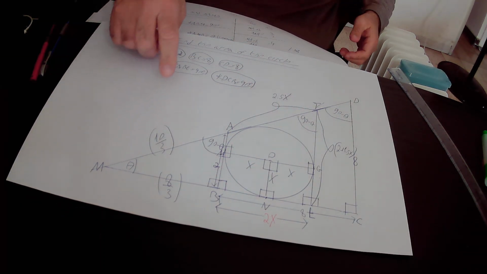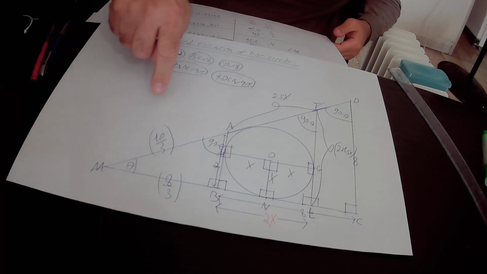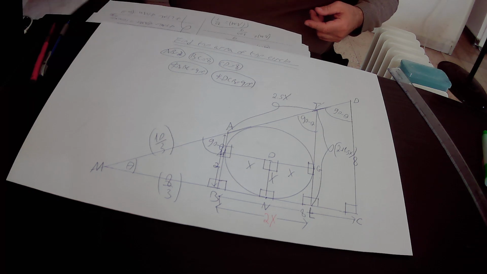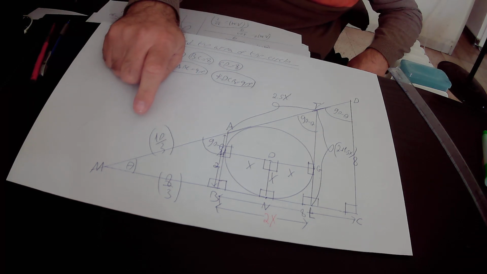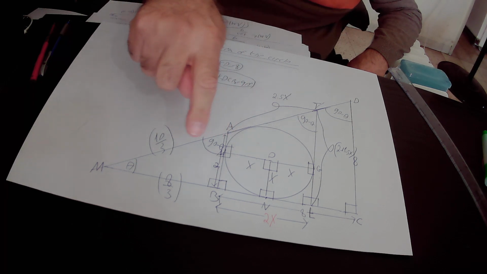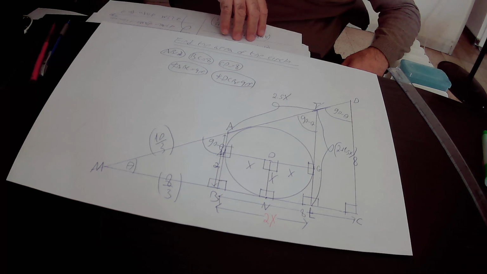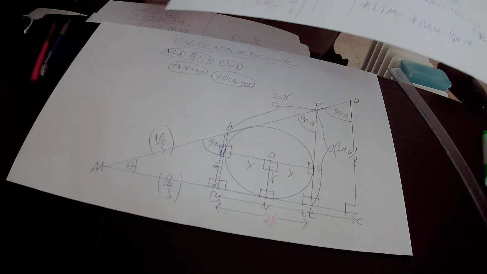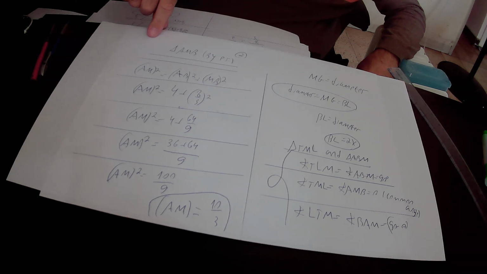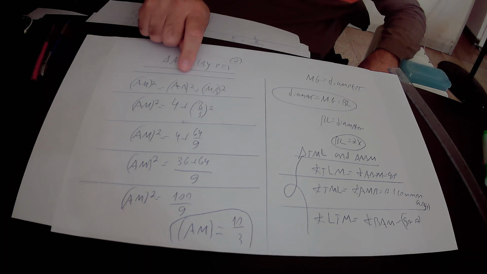Then we implemented the Pythagoras theorem on the right triangle AMB. According to the Pythagoras theorem, in the right triangle AMB, the square of the hypotenuse equals the sum of the squares of the perpendicular sides, that is to say AM square equals AB square plus BM square. AB is 2, so AB square is 2 square, that is 4, plus MB square.